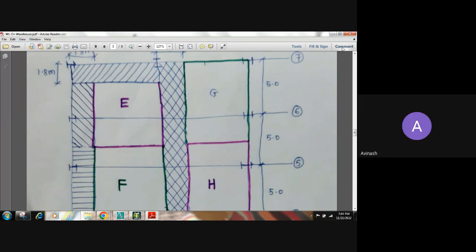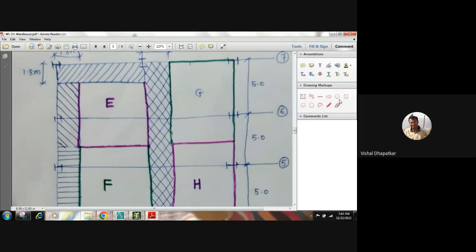अच्छा, ये ग्रिड का डिस्टेंस लिए सर? हाँ, ग्रिड का, the distance between the grid. So when we consider contributory width for this truss, it will be half of this, right? So this much of portion will be covered by this grid. So 2.5 meter on this side, 2.5 meter on this side. So this will be the total 5 meter.